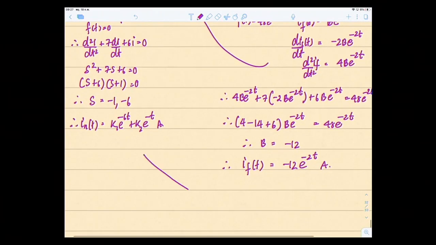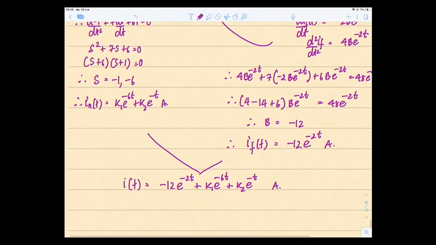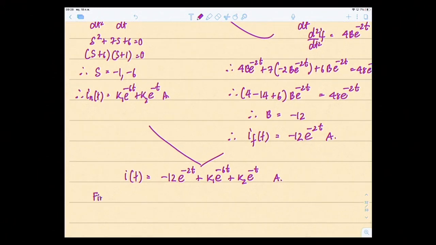So put this together, right? Your current, the complete solution, is minus 12 e to the minus 2t plus k1 e to the minus 6t plus k2 e to the minus t amps. Okay, so this is your general solution. However, you still need to find k1 and k2 to complete your problem. To find k1 and k2, you need the initial conditions.